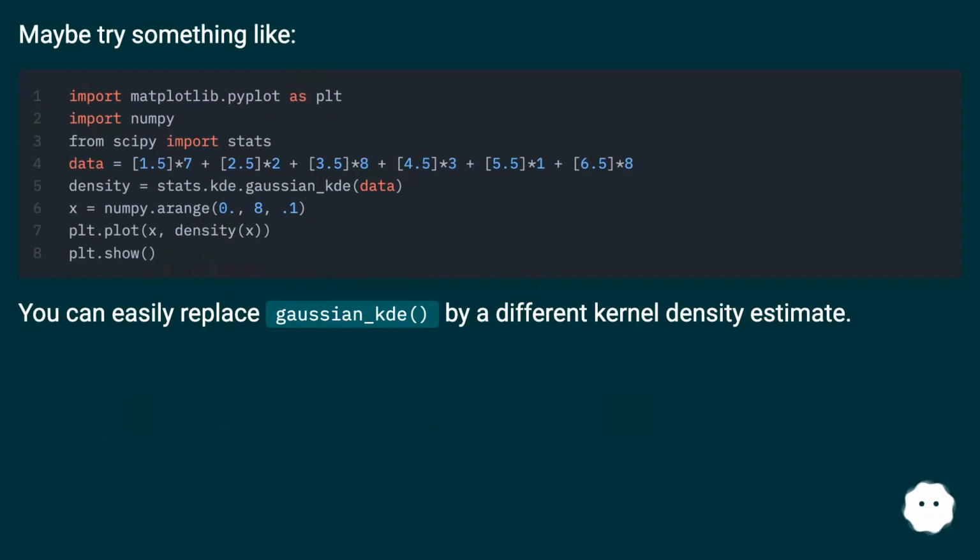Maybe try something like this. You can easily replace Gaussian_KDE by a different kernel density estimate.